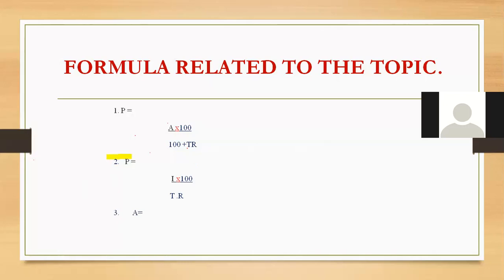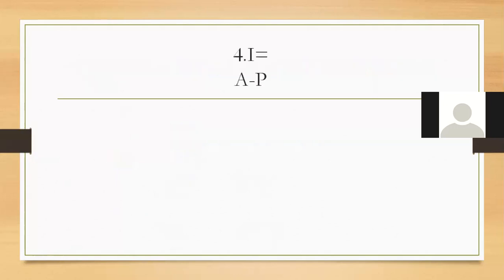Next one, amount also, which one? Tell the formula. Amount equals P plus I. Good, you told the correct one: principal plus interest. You are absolutely right. Next one, it is already displayed there: interest equals A minus P.